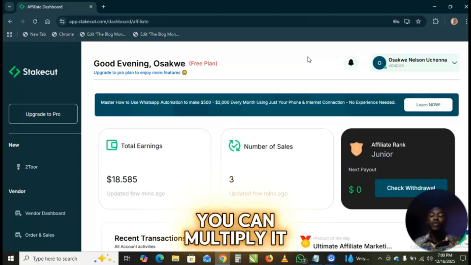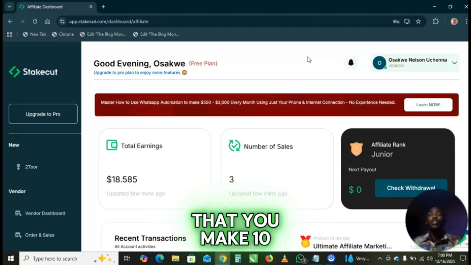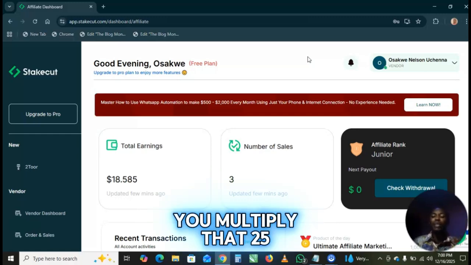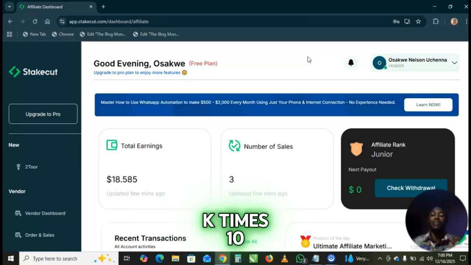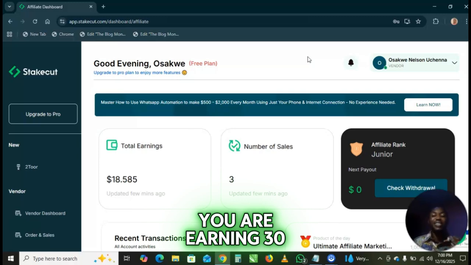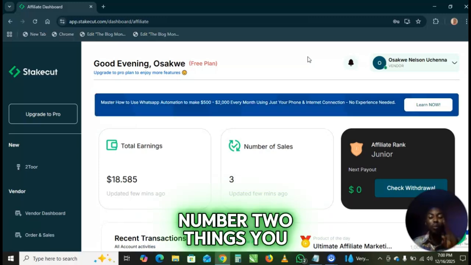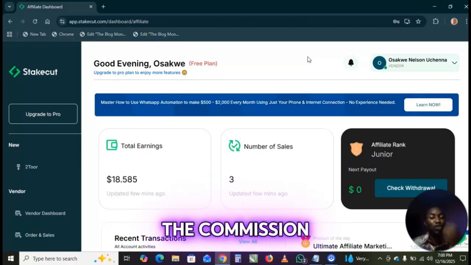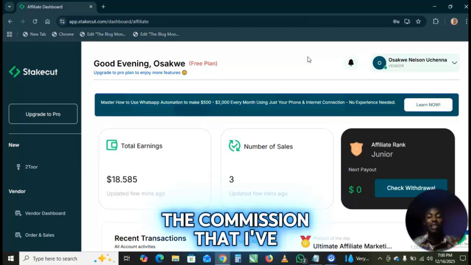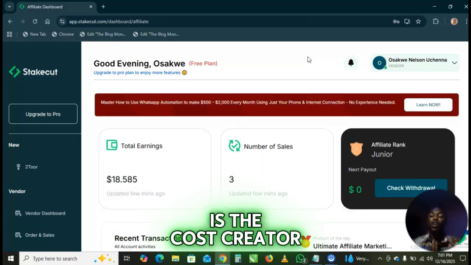And that 25k, you can multiply it by how many sales you make. It can be that you make 10 sales, you multiply that 25k times 10. That is, for each sale you are earning 25k, or if it's 60%, for each sale you are earning 30k. So that is what I mean by 50% commission. So those are the two things you need to consider: the commission that will be given, and the conversion rate.